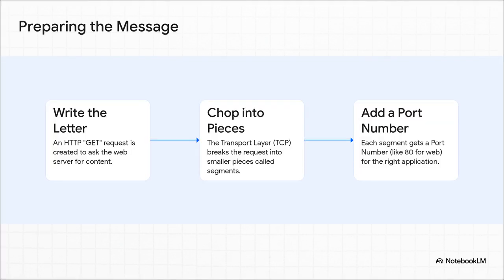So here's the first surprise. Your request isn't sent as one big letter. No way. First, your browser writes the letter, which is called an HTTP GET request. But then, a protocol called TCP, think of it as a hyper-efficient shipping clerk, comes in and chops that letter up into a bunch of smaller, numbered postcards.